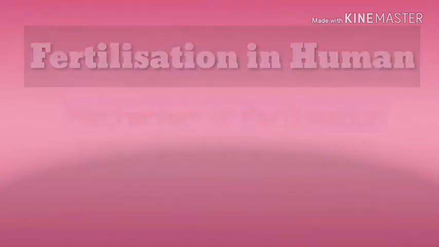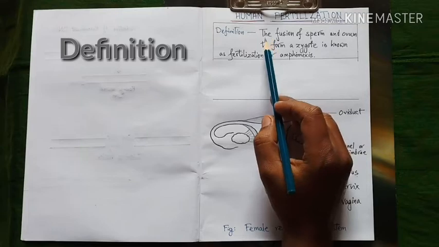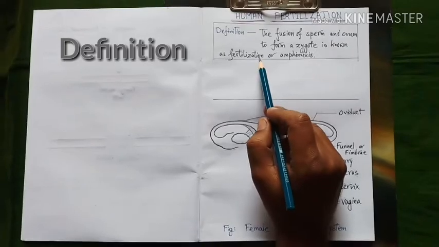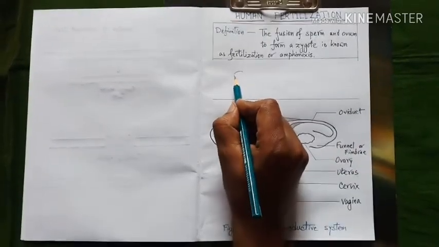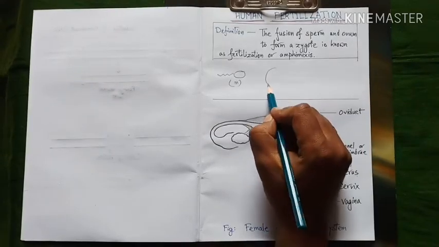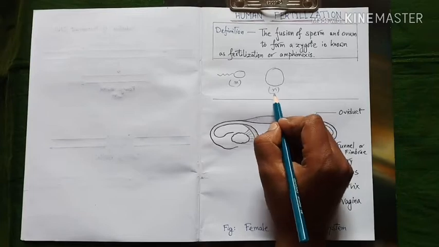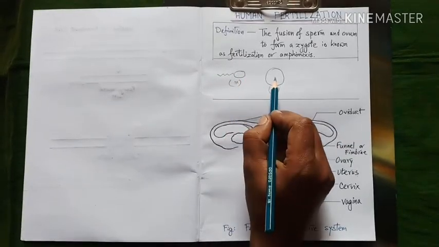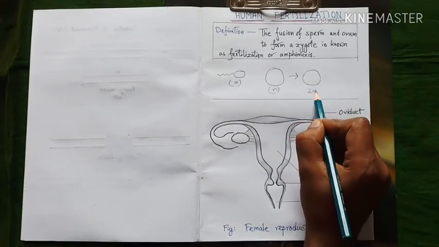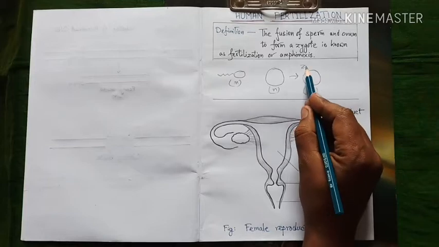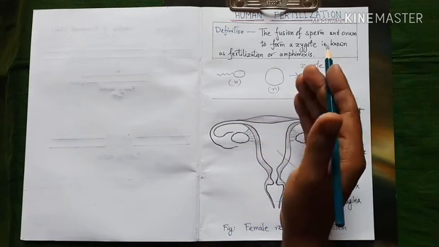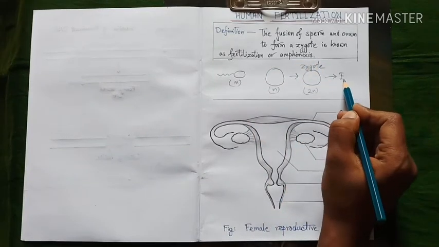So let's begin. The simple definition of human fertilization is the fusion of sperm and ovum to form a zygote, known as fertilization or amphimixis. Suppose this is the sperm, a haploid male gamete, and this is an ovum, a haploid female gamete. Both of these structures get united with each other and form a zygote, a diploid unicellular structure. This is the zygote. So this is the basic concept of fertilization, and later this zygote will form the embryo.